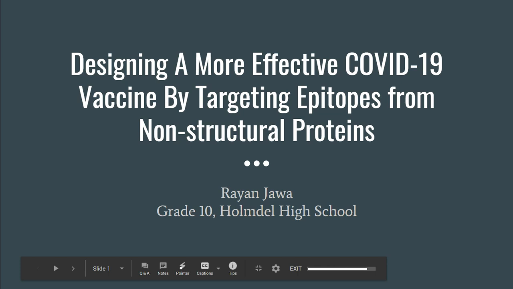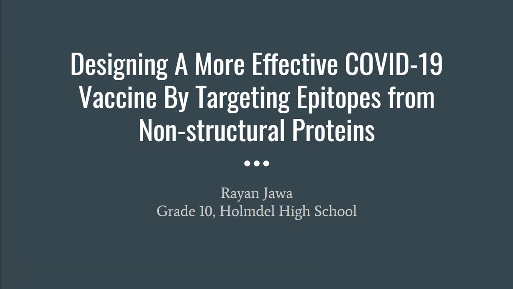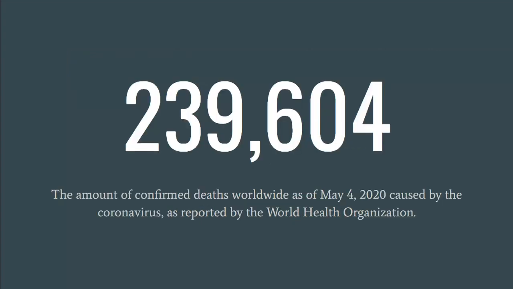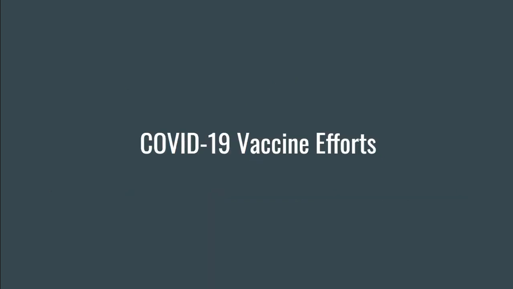Today, I'm going to walk you through my project on making a more effective coronavirus vaccine. According to the World Health Organization, there have been over 200,000 coronavirus-related deaths as of May 4th. So clearly, this is a huge pandemic. That's why scientists are trying to find a cure in the form of a vaccine.